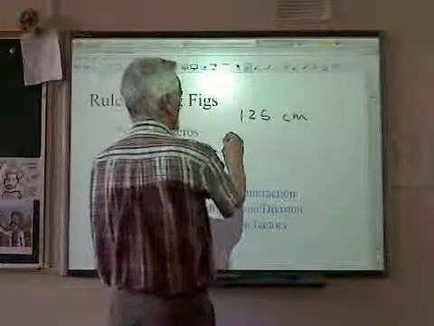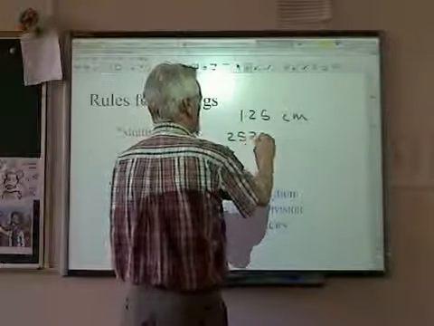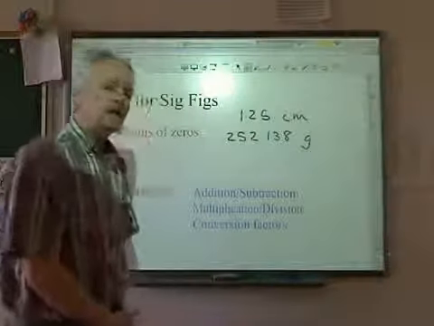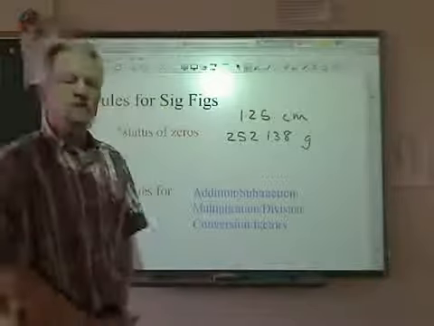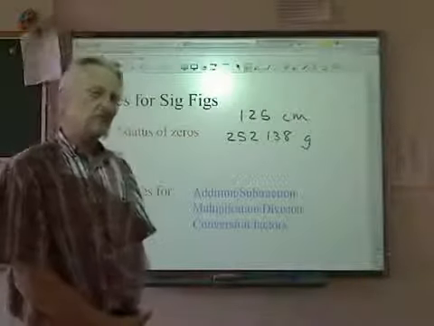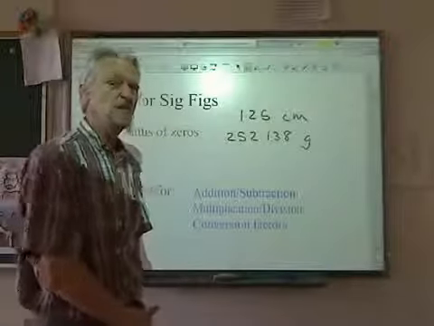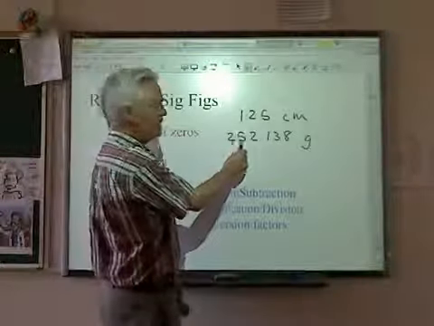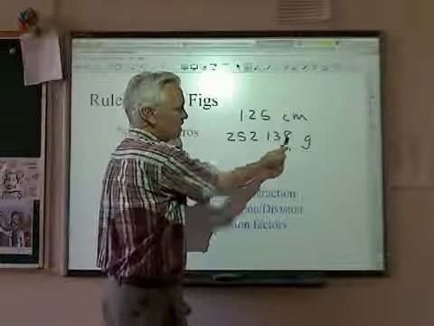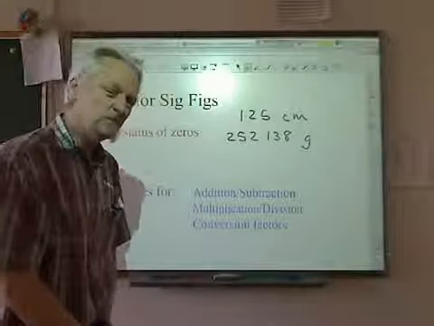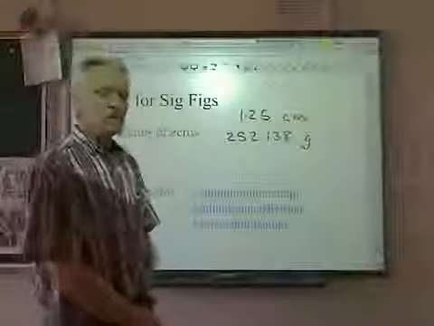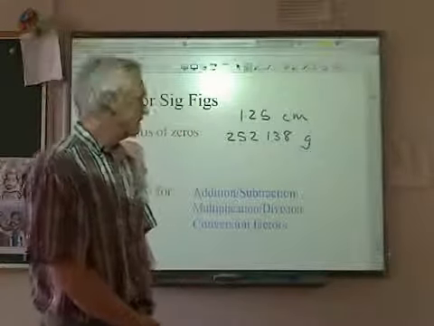Likewise, if I were to write down 252.138 grams, I would have a number with 6 significant figures, and it's important to look at that number right now and say to yourself, wow, that's a pretty precise measurement. I know I have 200, 5 tens, 2 ones, 1 tenth, 3 hundredths, and 8 thousandths. So there must be a pretty good tool that could measure the mass of something with 6 significant figures.